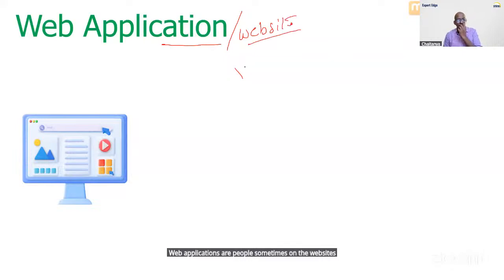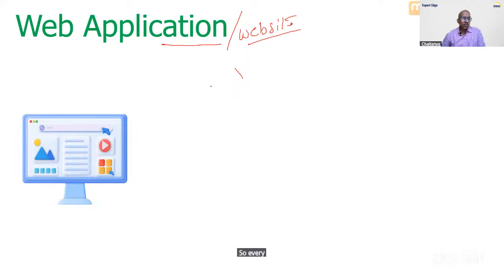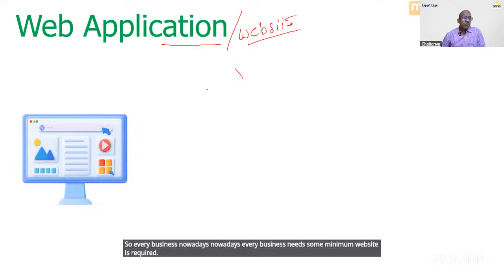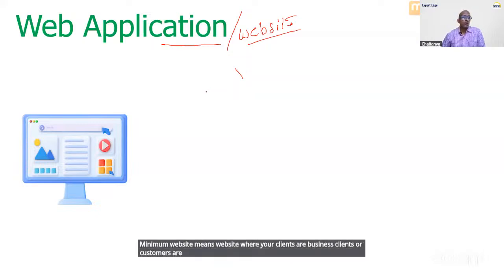For example, you are going to start a new business today, something like online shopping or booking your tickets, like BookMyShow or redbus.in. Every business nowadays needs a minimum website, where your clients, customers, or vendors can refer to what the business is about and what services you are providing.